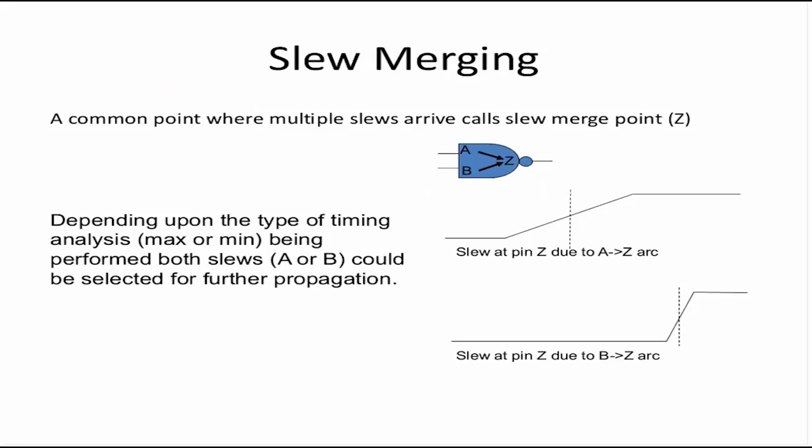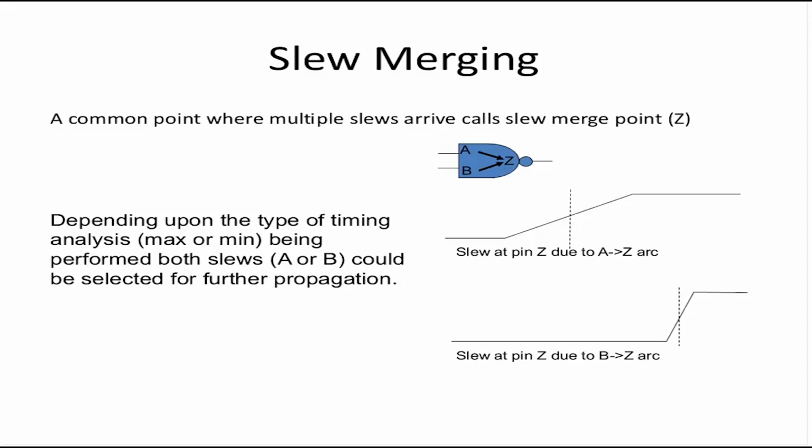Now there's a very interesting case of slew merging. At any node, like let's say a NAND gate here at Z, PrimeTime can have only one transition value. PrimeTime cannot maintain multiple transition values at every node, otherwise this will blow up the delay calculation time. So PrimeTime maintains only one value. That value will have two limits, a max and a min. So in fact two values, but the max and a min.